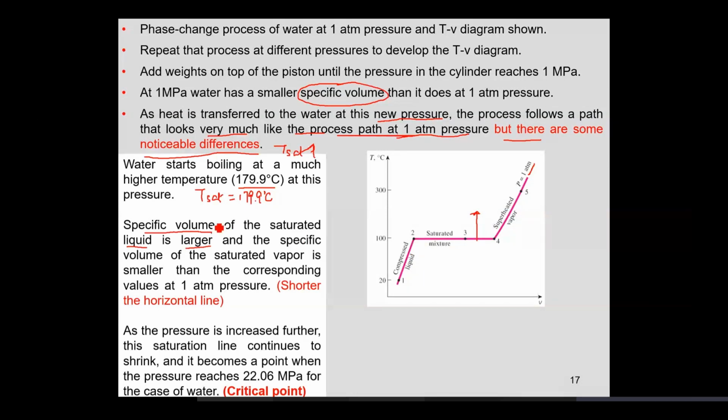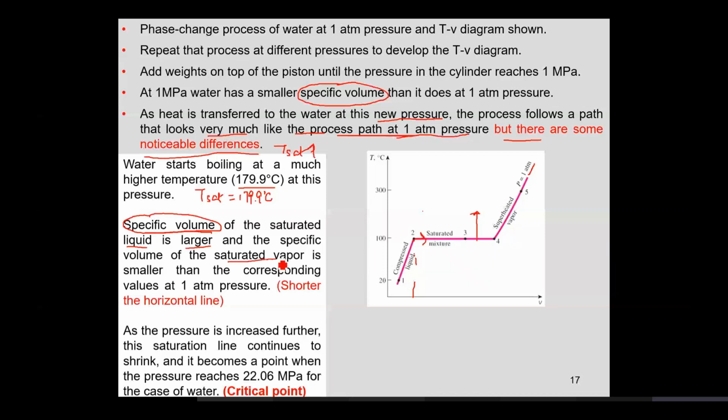Very good. So for 1 megapascal, the specific volume of the saturated liquid would be larger. This means this point should move to the right or to the left? Right, sir. Sorry, who says left? If your specific volume is larger, it should move to the right-hand side. That means to this side.